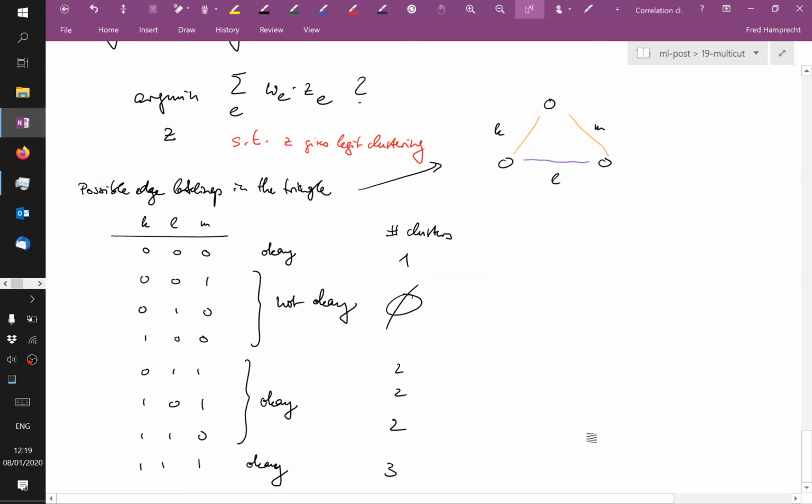Now, I don't know an optimization program where I could enter this information. There are industrial optimization softwares out there, but you can generally not enter an English sentence like argmin w z such that z is a legit clustering. Yeah? We need to bring this into a more mathematical form. Yes, please.